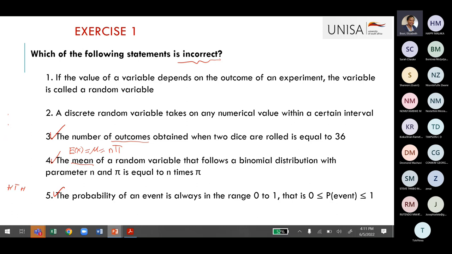Number one says, if the value of a variable depends on an outcome of an experiment, the variable is called a random variable. Is that correct or incorrect? If you create an experiment, an outcome that will come from that experiment will be random, right? It will not be something that you just picked. Therefore the values of those variables will come from a random variable. And that is correct. That is what chapter 6 or study unit 6 is all about: using random variables that come from an experiment.